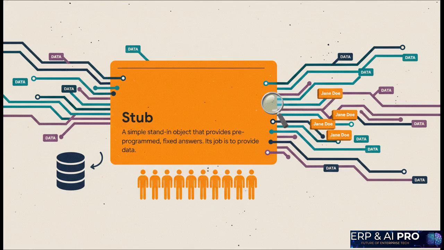Now, the first kind of stunt double is called a stub. A stub is super simple. Its only job is to provide a fixed, predictable answer whenever it's asked a question. So if your code needs to get a user's name from a database, a stub can just be programmed to always reply Jane Doe. That way the test can continue without ever having to touch the real database.